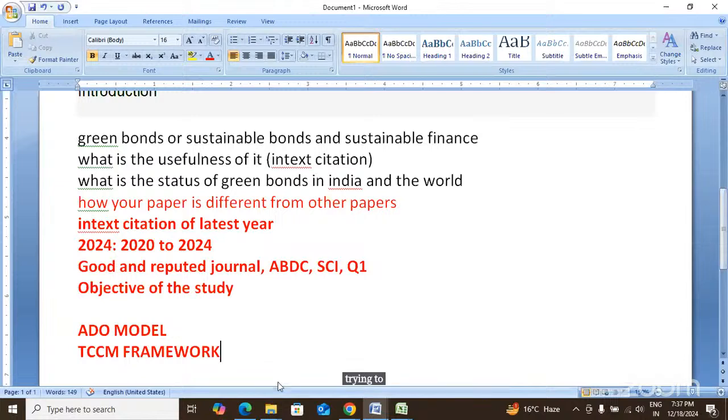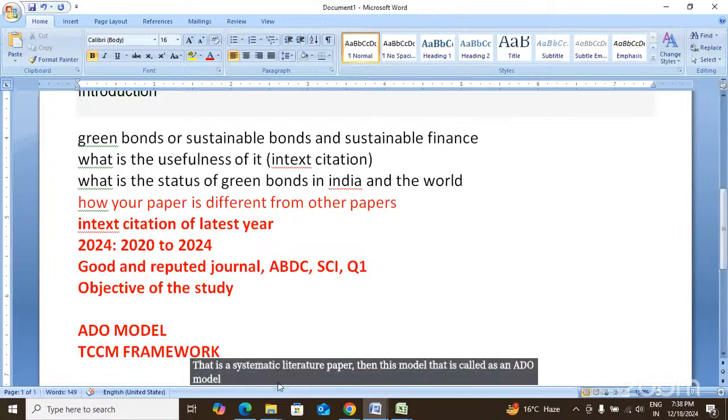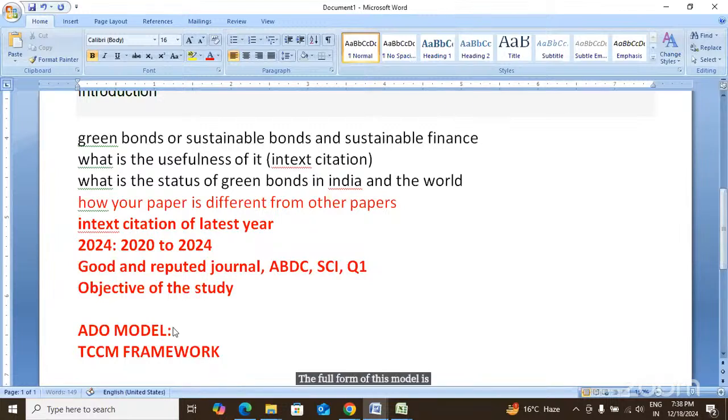Whenever you are going for an SLR paper, that is a systematic literature review paper, there is a model called the ADO model. The full form of this model is antecedents, decisions and outcomes model, right?